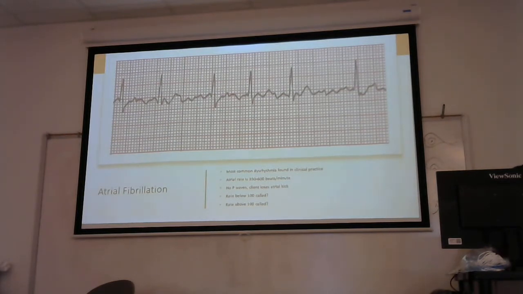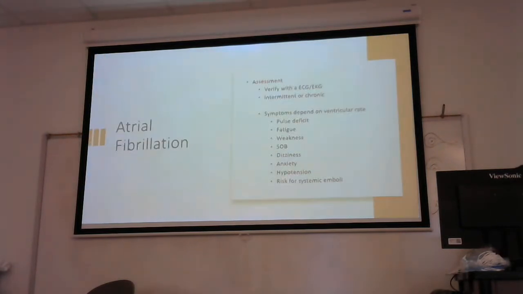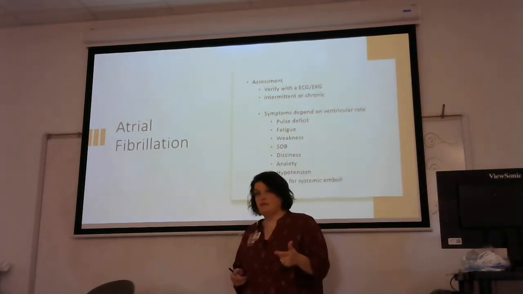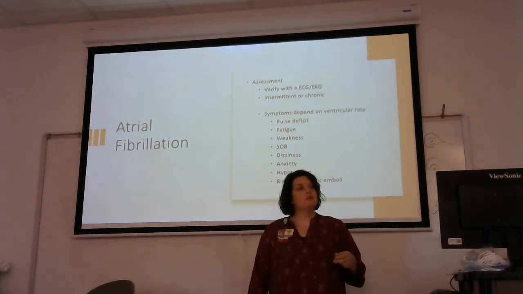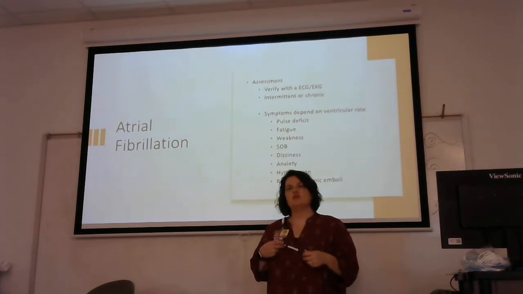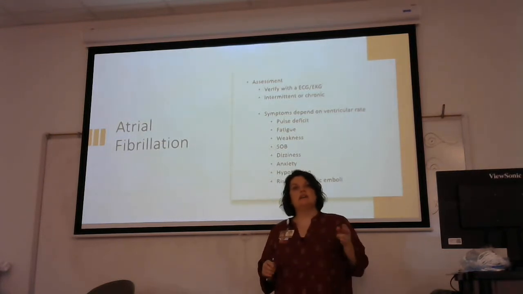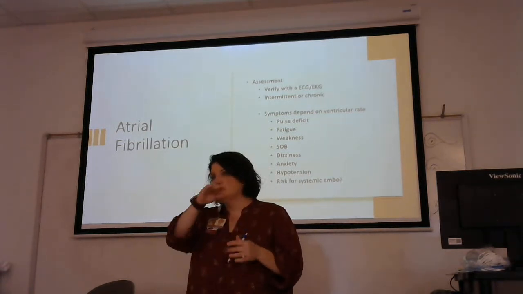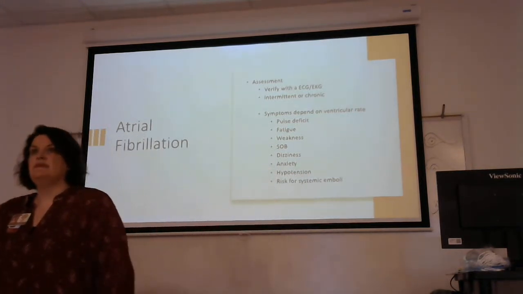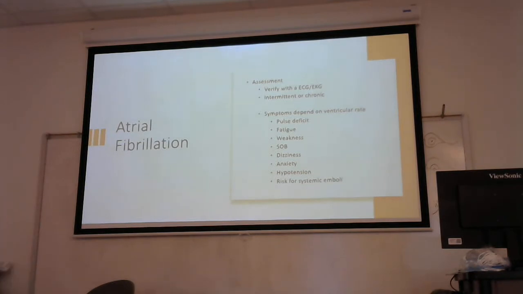So once you suspect your patient has AFib, let's talk about what we do. We want to hook them up to an EKG and verify. What we're looking to see is, is this all the time or is it intermittent? Intermittent means it comes and goes. They'll have runs of normal sinus rhythm and then runs of AFib. They're not staying in AFib consistently.